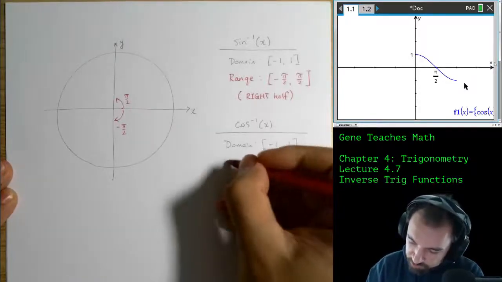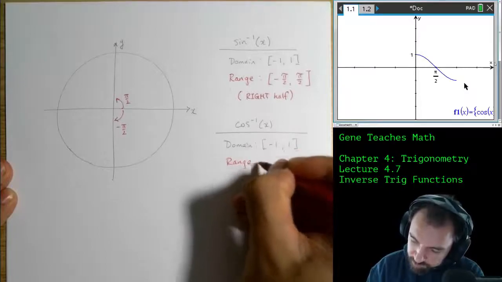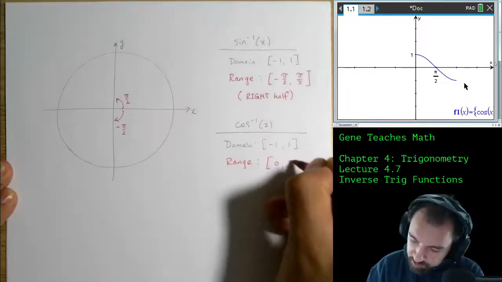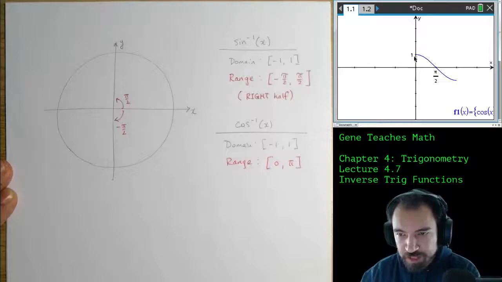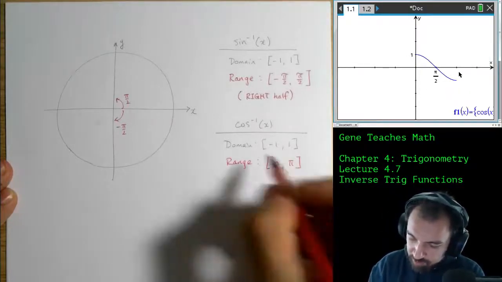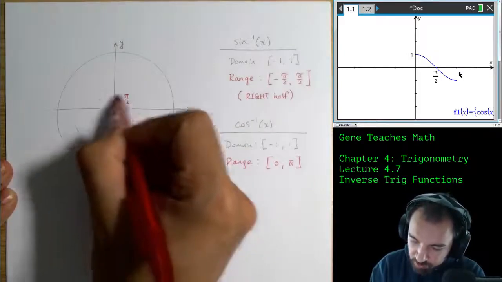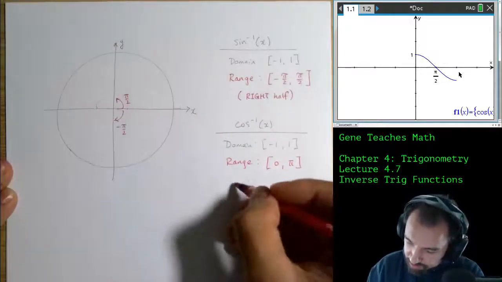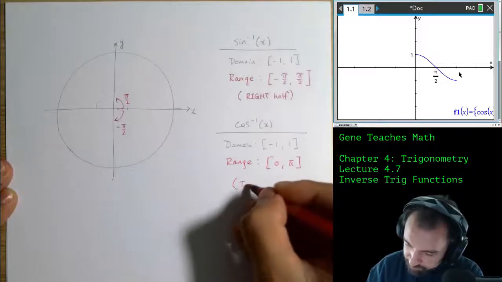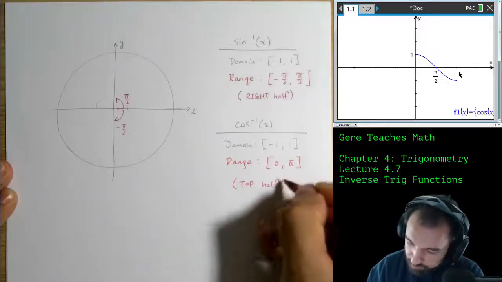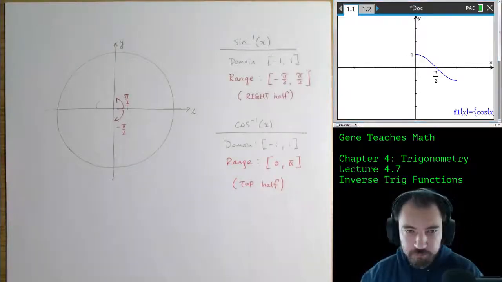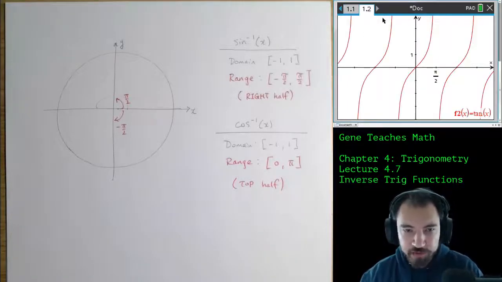And then the range is going to be from 0 to pi, which is going to be based on the domain that we've restricted on our original function. So from 0 to pi means from here all the way over to pi. That is the top half of the unit circle. Now, what about for tangent?